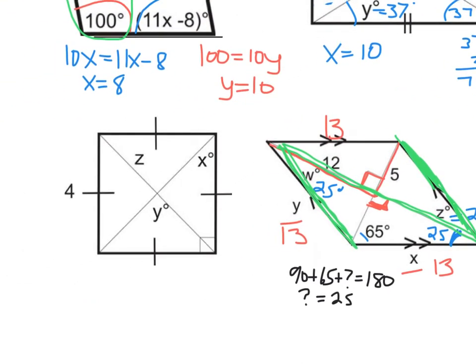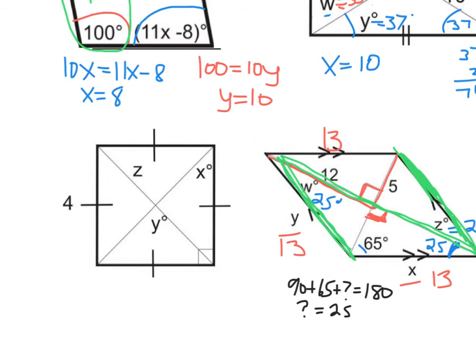So let's talk about square. A square combines the properties of a rhombus and a rectangle. So I have the 90 degrees and congruent diagonals from a rectangle, and then I have that the diagonals bisect the angles, and that all the sides are congruent from the rhombus, and that the diagonals are perpendicular. So the diagonals being perpendicular will tell me what y is. So y is going to be 90 degrees.